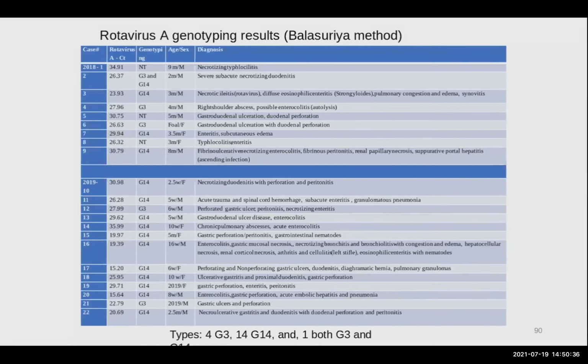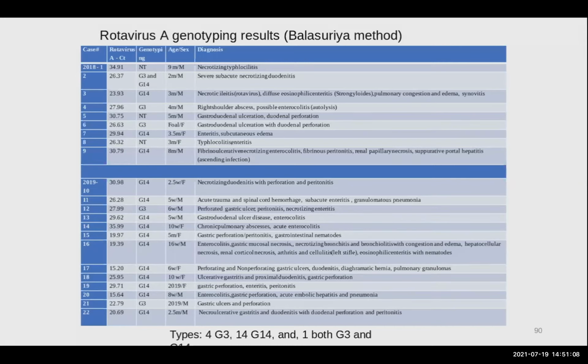And as you can see, we got 22 samples. I looked at 2018 and some of the 2019 cases. And as you can see, the CT values are in the 20s, usually a few 30s, some 15. So fairly strong positivity. And then when you look at the genotyping, most of them are G14 in those 2 years. So we got 4 G3s and 14 G14s, and one case with both G3 and G14.